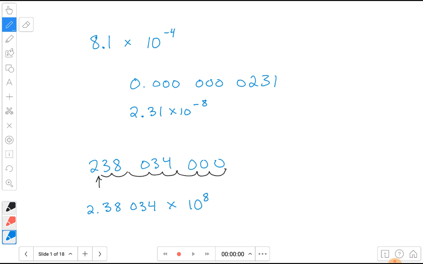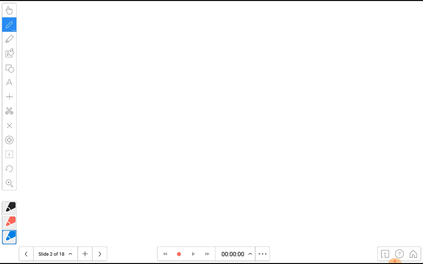Now, you can do this on your calculator. The button might say EE, or it might say exponent, or it might say times 10 to the power of, and obviously we can work things out that way.